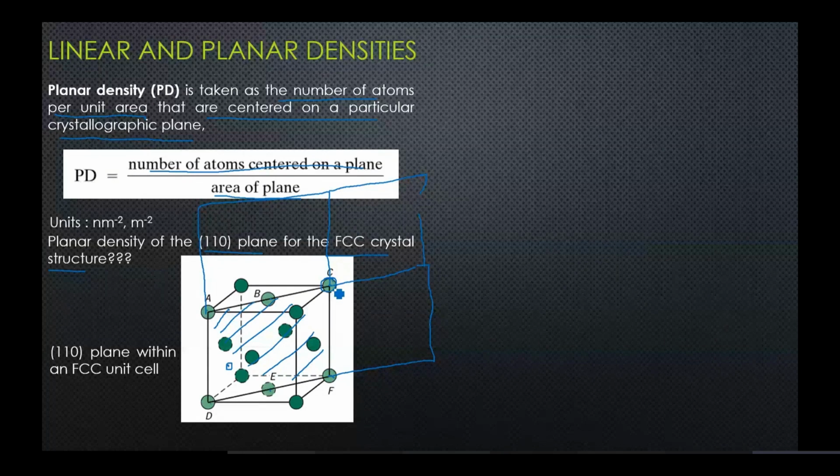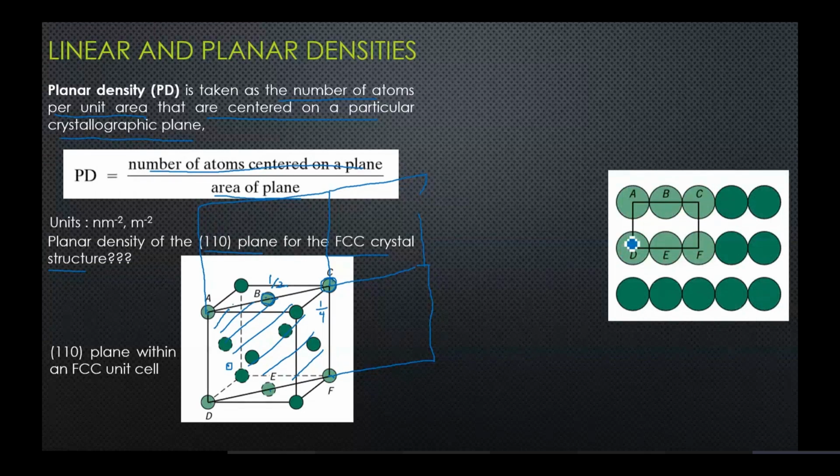So the contribution of this corner atom to this plane would be 1/4. So all the corner atoms would have the contribution of 1/4. However, this atom would have the contribution of 1/2 because it is being shared by the unit cell which is on top of it and the unit cell which is the shown unit cell. Along this plane, the contribution is half.